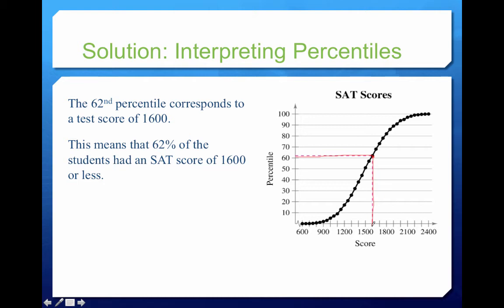How do we interpret that? That means that 62% of the students had an SAT score of 1600 or less. Okay, so 62% had that score or less.